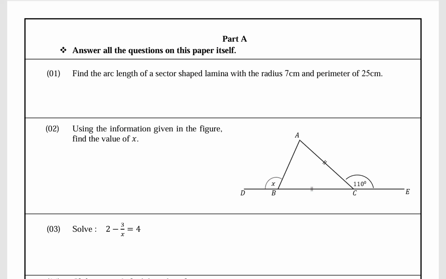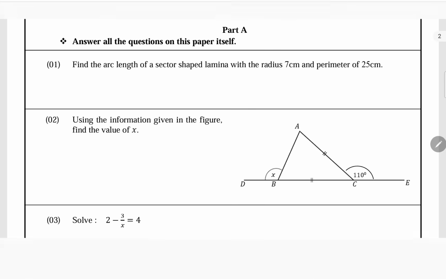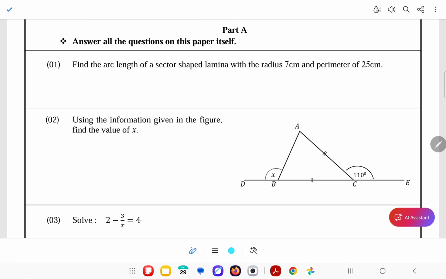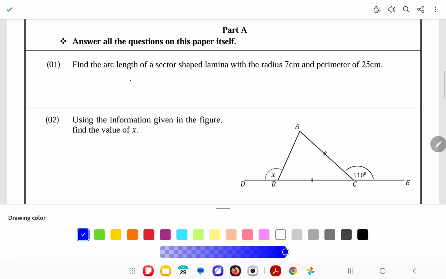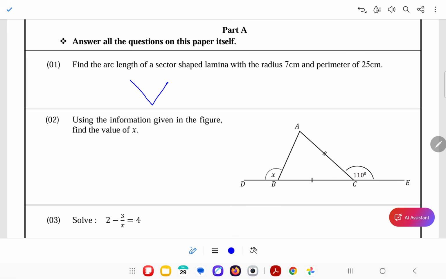Part A. First question is find the arc length of a sector shaped lamina with radius 7 centimeter and perimeter 25. So this is what type of shape? This shape. There's a 7 centimeter radius here, another 7 centimeter radius here, and the arc length L. So the perimeter of 25 centimeters is made up of L plus 7 plus 7, the two radii plus the arc length.